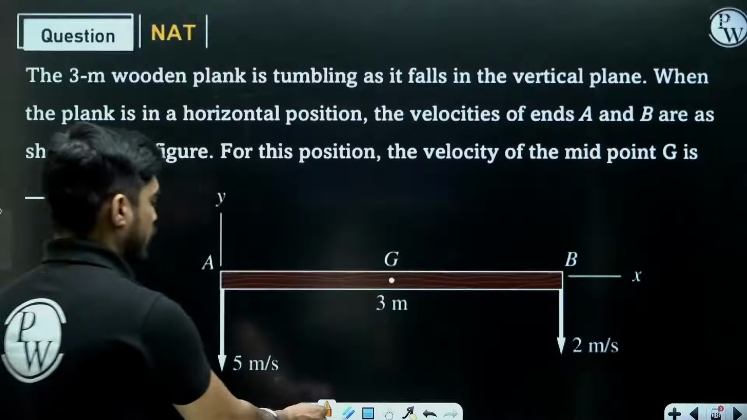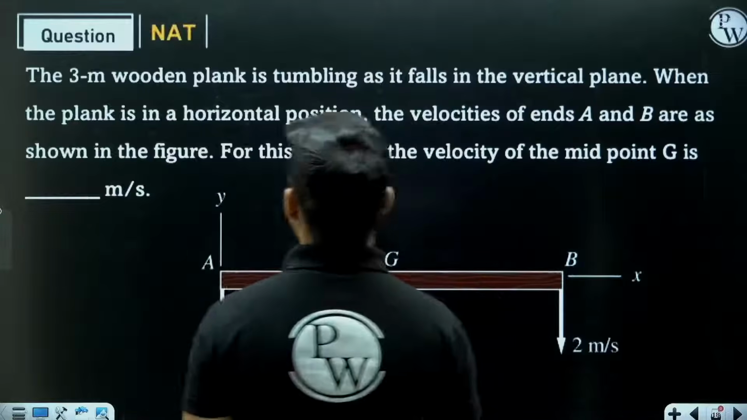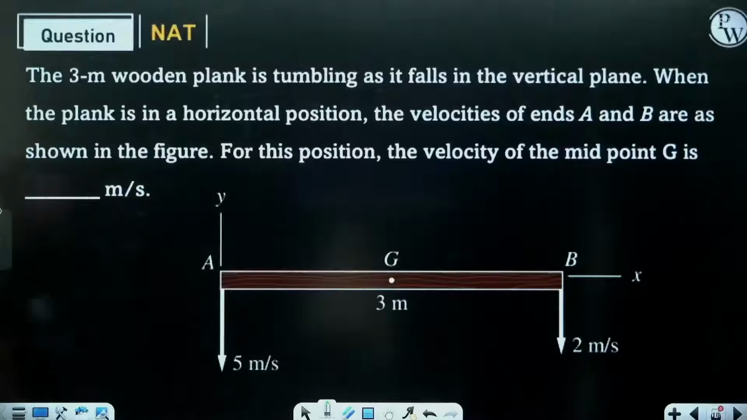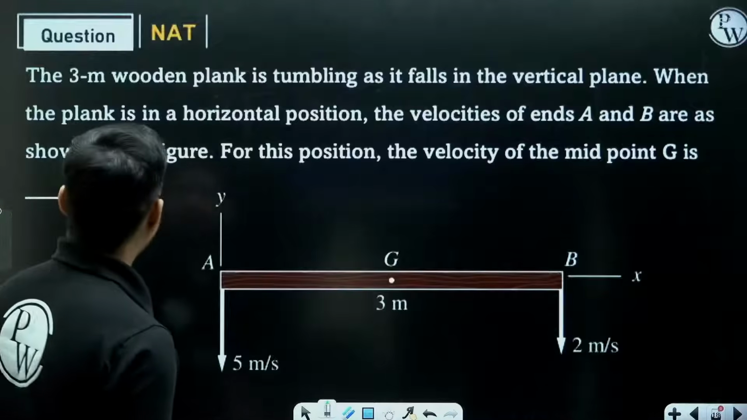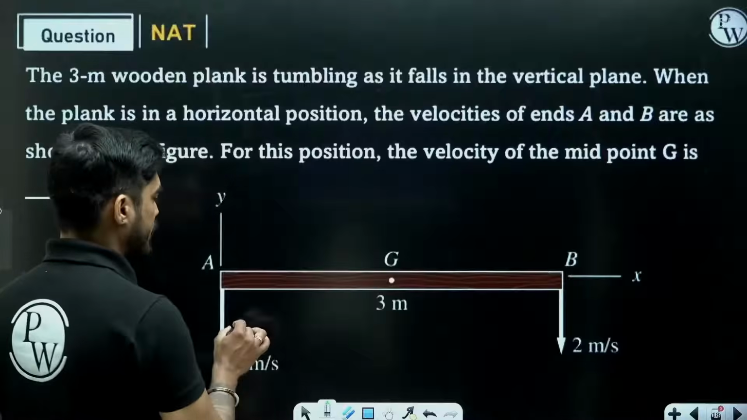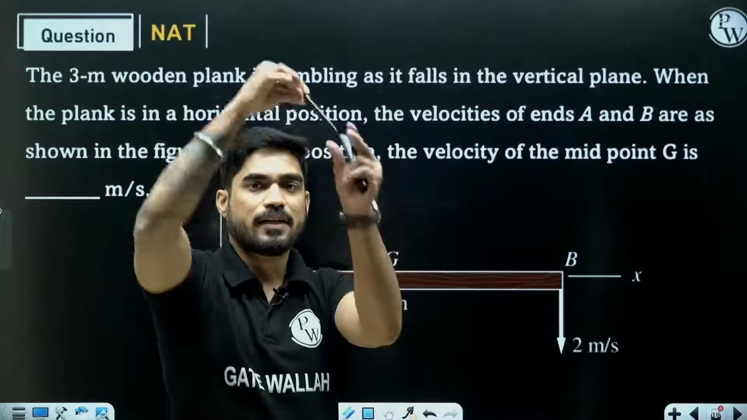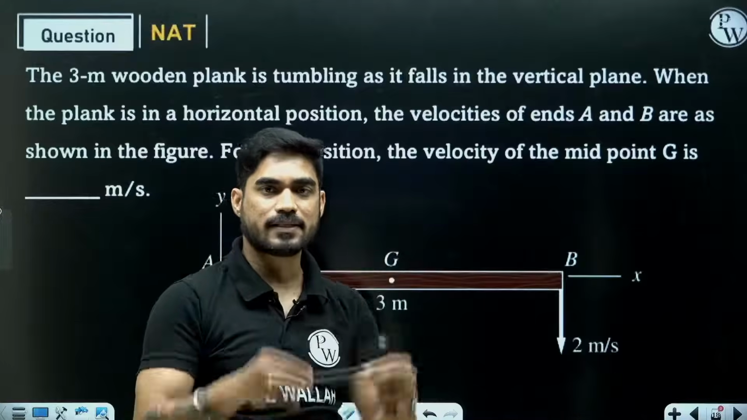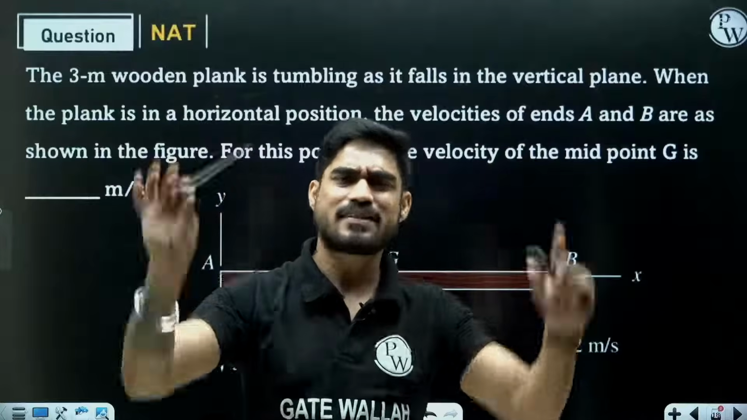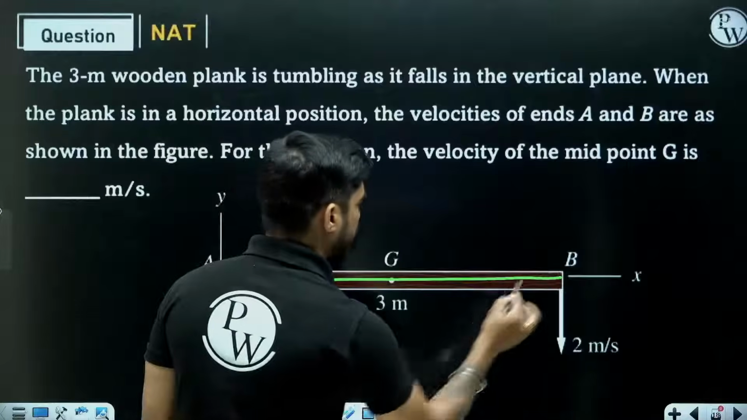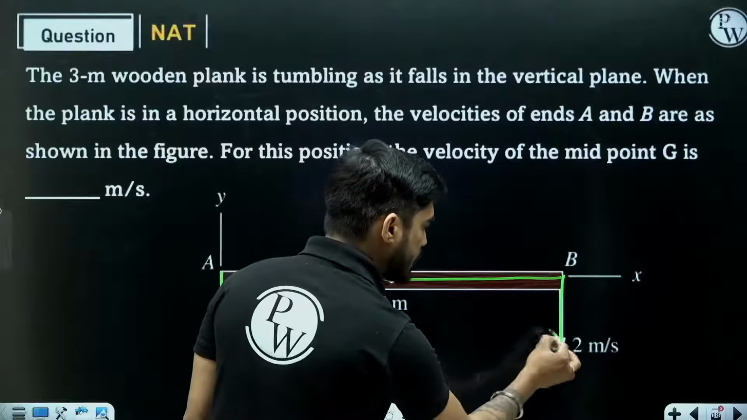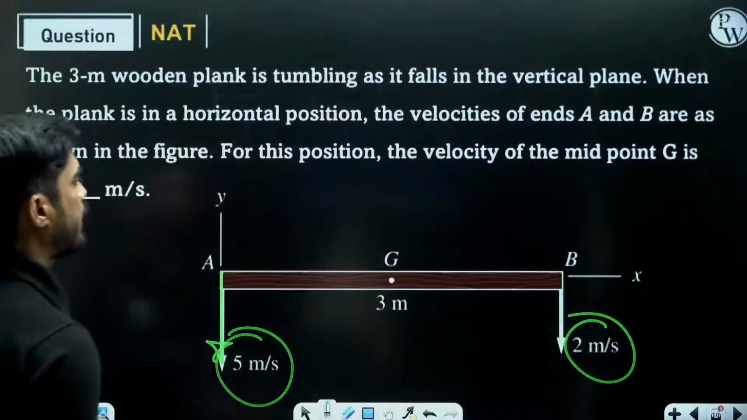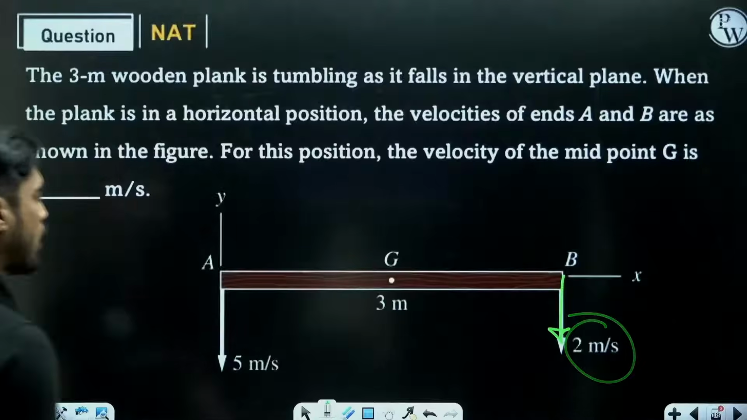A 3 meter wooden plank is tumbling as it falls in the vertical plane. When the plank is in horizontal position, velocity of ends A and B are shown in figure. So at a particular instant, this rod is not moving like this. It is tumbling something like this. At some instant, this rod becomes horizontal. Velocity of A is 5 meter per second, velocity of B is 2 meter per second. Now we need to find the velocity of midpoint G.